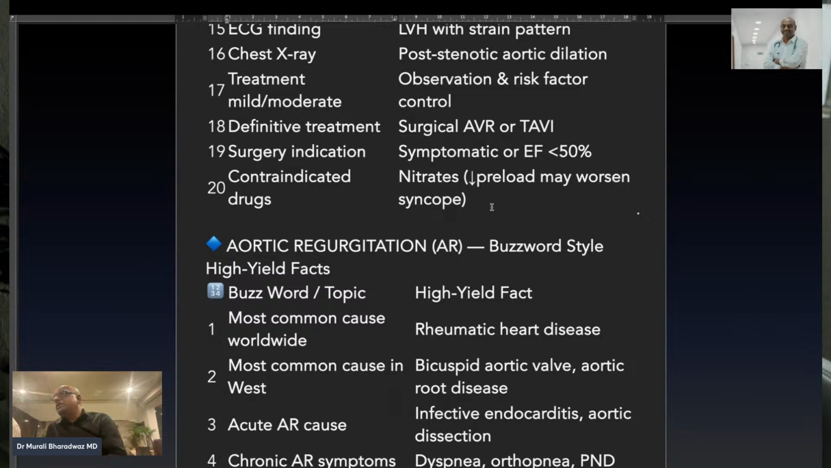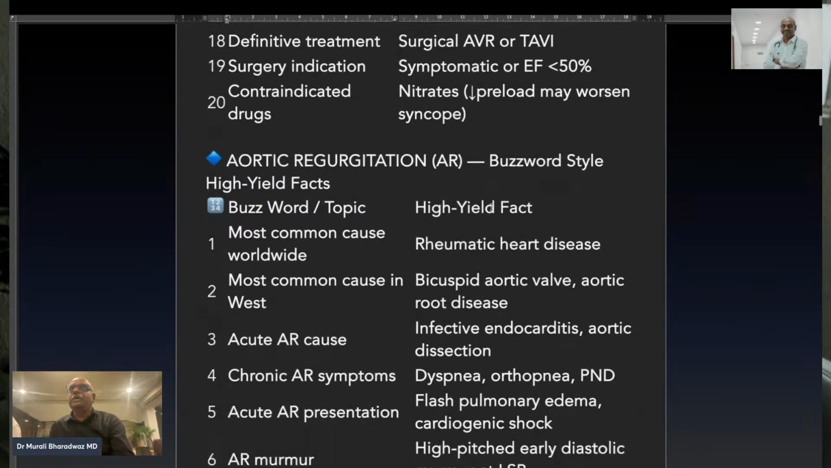Then why to mention nitrates? Because what is the classical triad of clinical features of AS? Syncope, angina, and dyspnea. For angina we normally give nitrates, but in HOCM do not give them, and if it is due to severe aortic stenosis do not give them. Only if the angina is because of coronary atherosclerosis, nitrates are good.